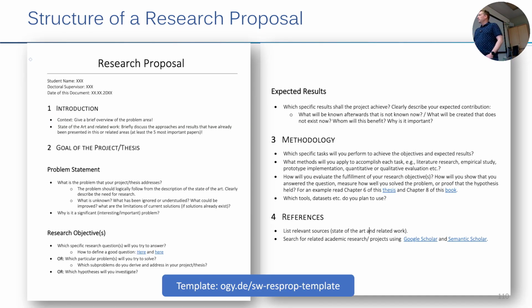So there is a template for this. Please try to open it. I just used this link shortener, scientific writing SW minus RESPROP minus template. So research proposal, RESPROP minus template. It's not in StudIP yet, I guess, no? Probably not. Now, try to use this link, please. I don't think it's in StudIP.